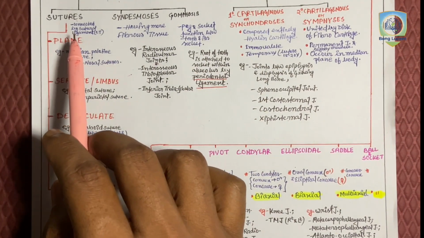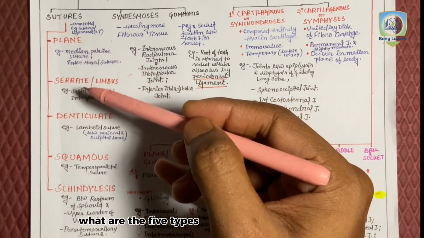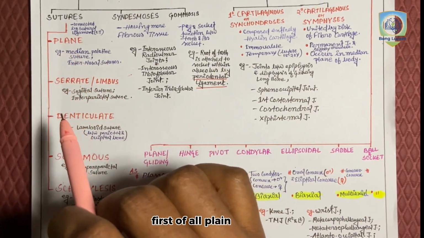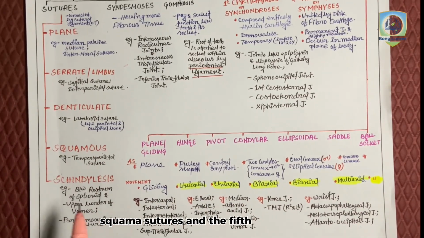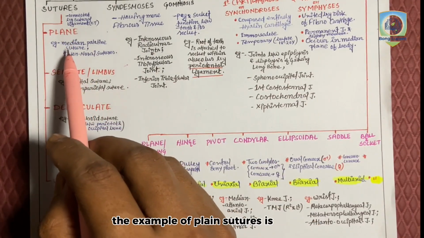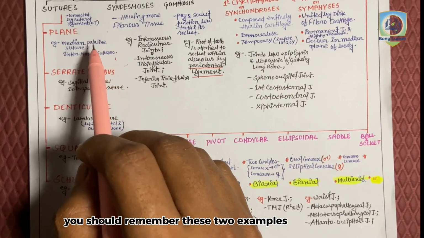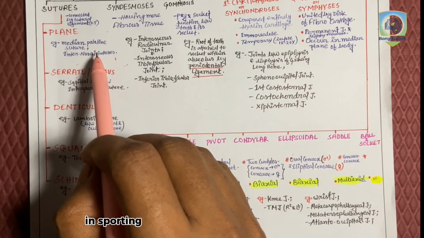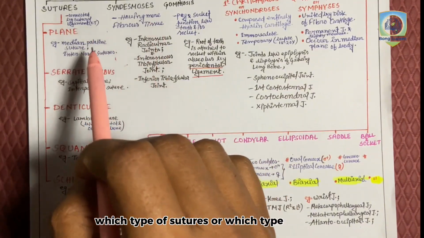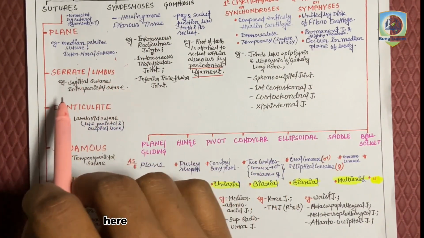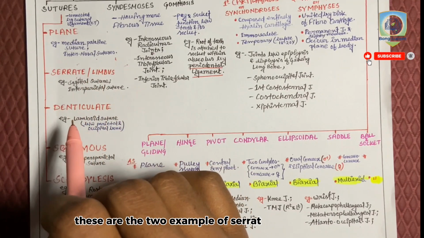In sutures, the bones are connected by a sutural ligament, which is nothing but connective tissue. What are the 5 types of sutures and their examples? First of all, plain sutures, then serrate sutures, then denticulate sutures, squamous sutures, and the 5th, schindylesis. The examples of plain sutures are the median palatine suture and internasal suture. You should remember these 2 examples, because if in spotting or viva they show you the structures, you should know which type of suture or joint it is. Then serrate sutures, where the examples are the sagittal suture and interparietal suture.